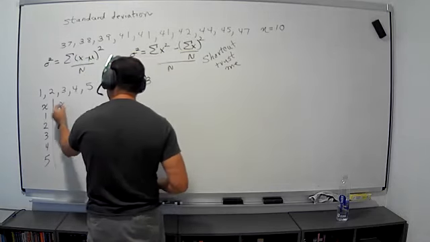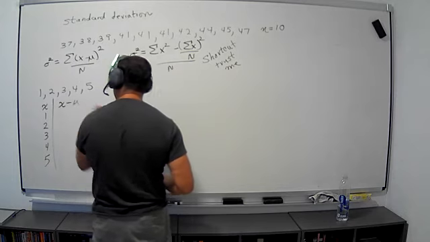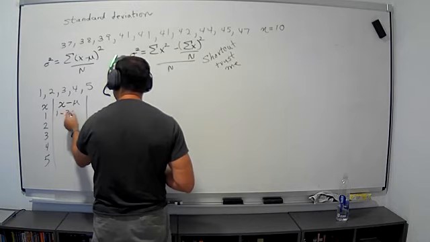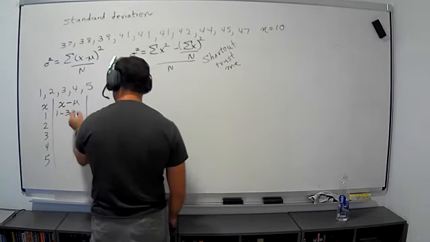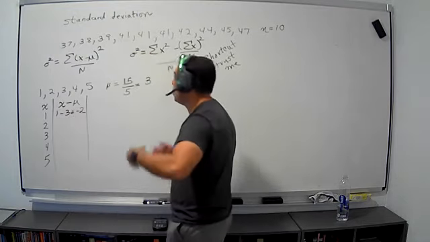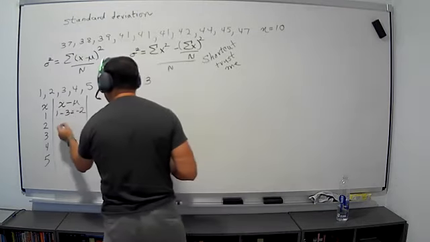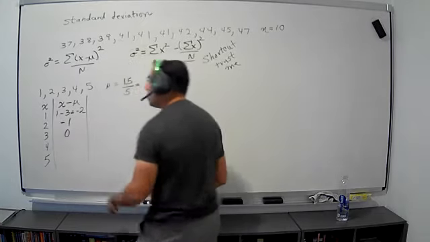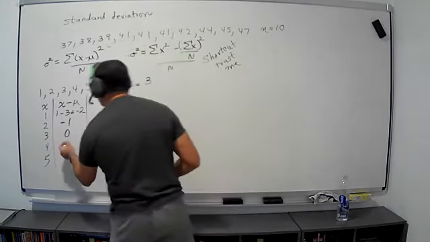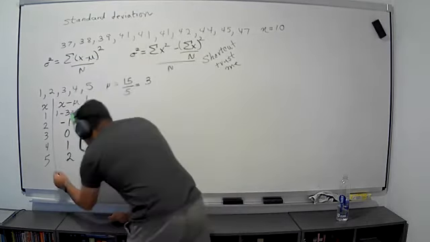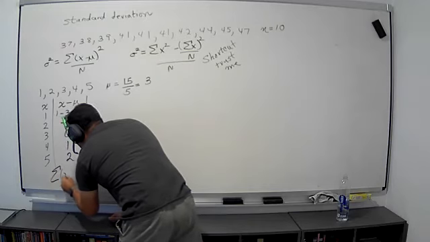Okay. We have the numbers here in our chart: 1, 2, 3, 4, 5. We're going to take each number and subtract the mean. 1 minus 3 is -2. Agreed? 2 minus 3 is -1. 3 minus 3 is 0. 4 minus 3 is 1. 5 minus 3 is 2. Now we're going to make sure that this adds up to 0.